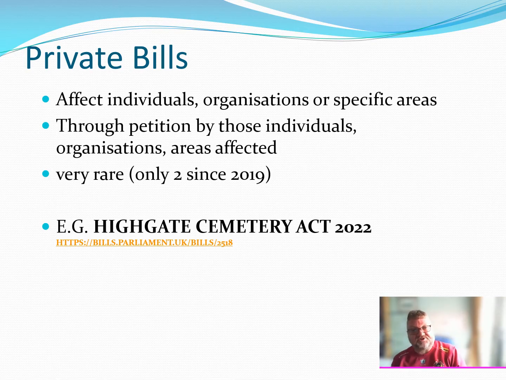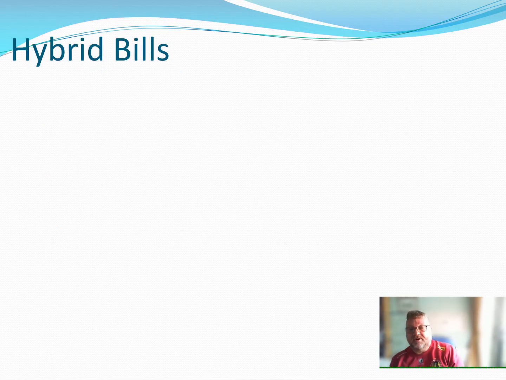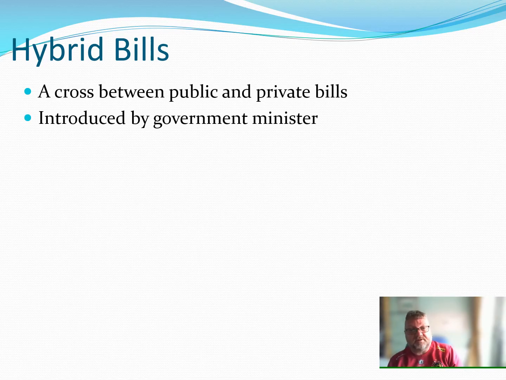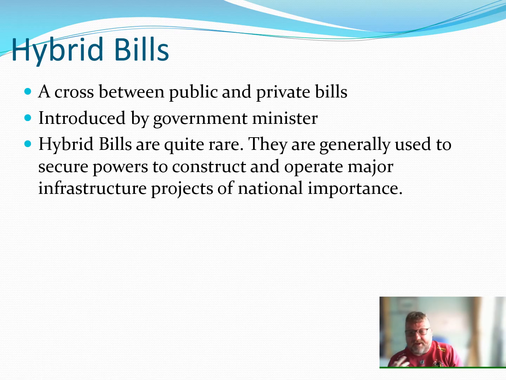And that then leads us on to our third type of bill, which is a hybrid bill. And these, again, are also very rare. They're a cross between a public and a private bill. They're always introduced by a government minister. And they're rare because they're generally used to secure powers to construct and operate major infrastructure projects of national importance.